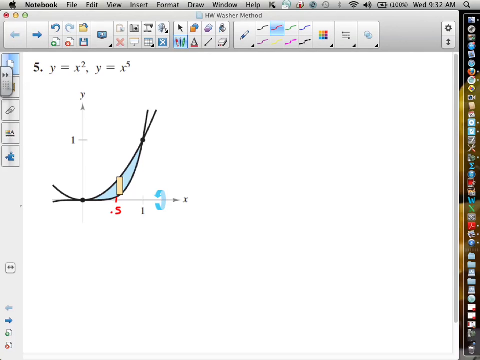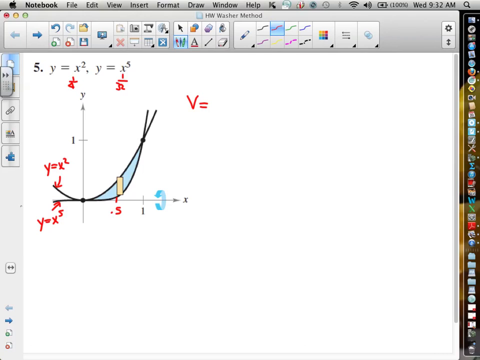these two equations, y equals 1/2 squared is going to give you 1/4. If I plug 1/2 into x to the fifth, I'm going to get 1/32. The larger of those values is 1/4, so y equals x squared is this curve that's on the top. Y equals x to the fifth is this curve that's on the bottom.